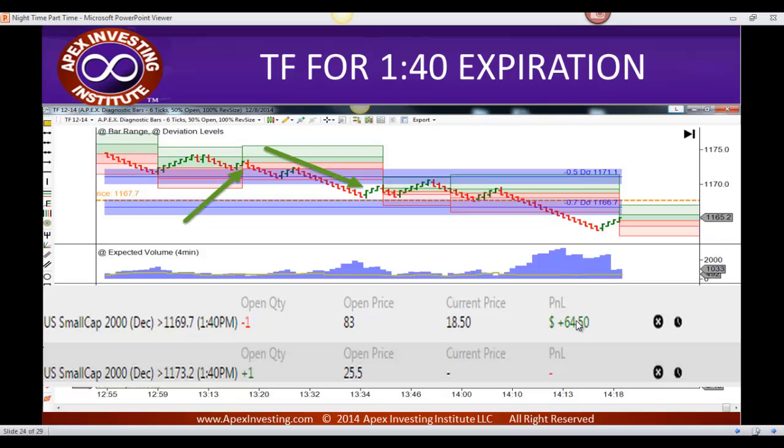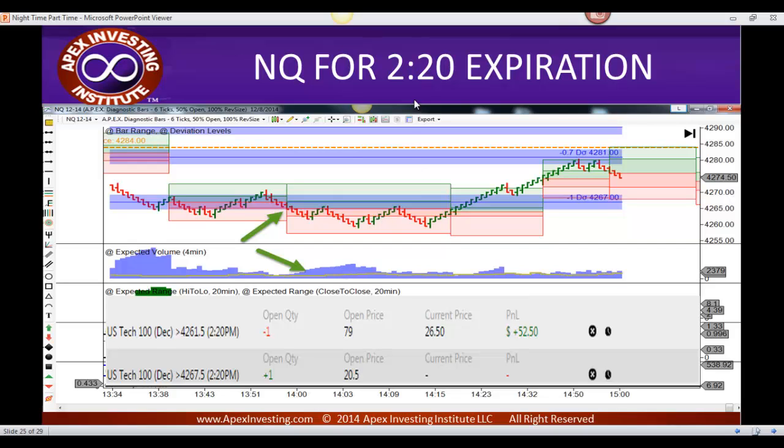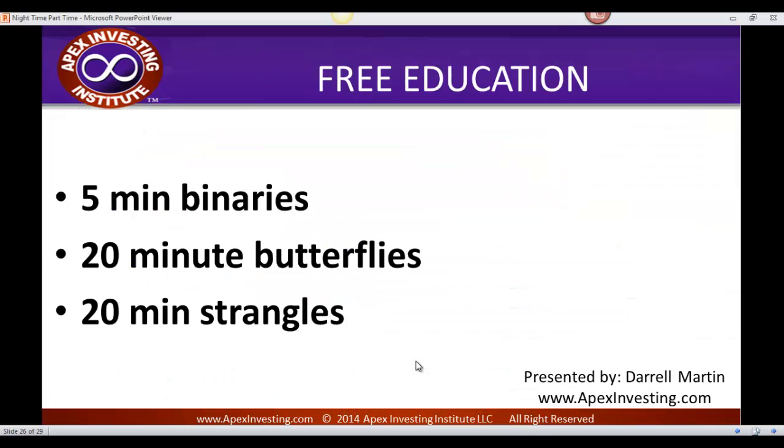Right? Okay. Here's another one. 220, a little bit later. Same thing. Look at this volume. See that volume just firing off, going crazy? Got some up and down movement. Right? Sold one for 79, bought one for 20. Bam, that side's up 52 bucks, this side down. Okay? So, guys, that's just a quick run through there of some part-time, daytime, nighttime.